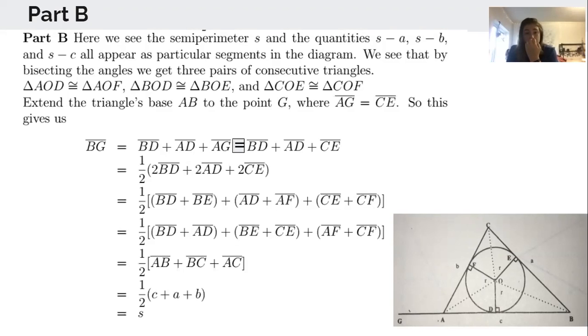Those are congruent because originally they have the same bisector of that angle, and then they share the middle side, and they also have a right angle. So yeah. Okay. So the next thing that we can see is that we're going to extend AB. And we're going to extend AG on it, okay? So AG is the same length as CE.